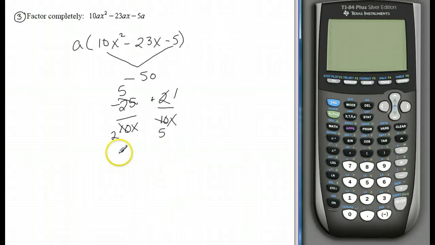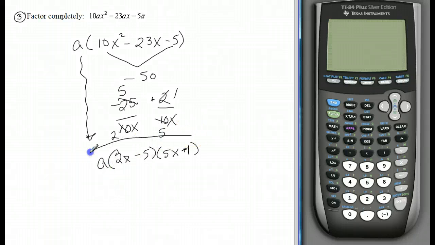And then we read it upside down. So 2x minus 5 times 5x plus 1. And you're not done, because don't forget, at the very beginning there was an a. We took out that a, so you've got to put that a back. And that is the factoring for this problem: a times 2x minus 5 times 5x plus 1.